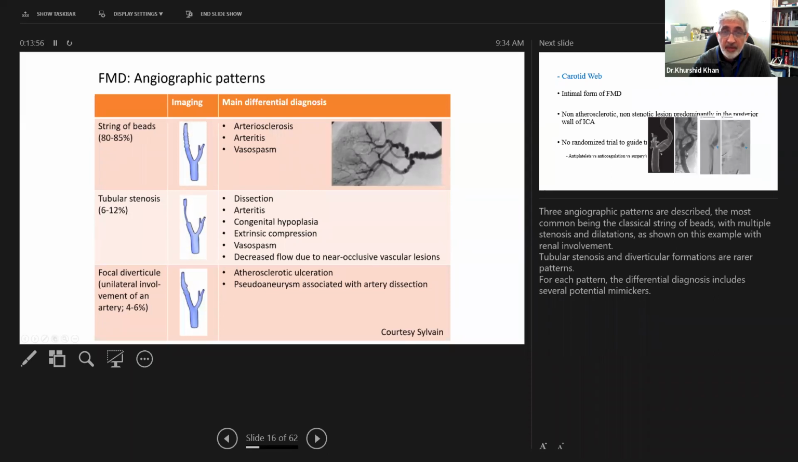The other form is the tubular formation. So one has to consider these potential differentials for this appearance on brain imaging. And then the focal diverticular, or sometimes it may appear like a carotid web. So these are some of the findings of different types of fibromuscular dysplasia.